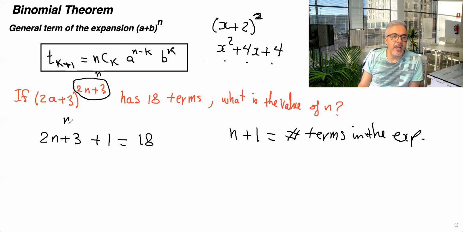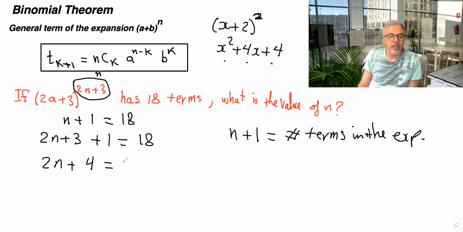Therefore, n plus 1 should equal 18. Then since n here is represented by 2n plus 3, then 2n plus 3 plus 1 equals 18. Now 2n plus 4 equals 18. 2n equals 14, and therefore n would equal 7. And as you see, if I sub in 7 there, that's 2 times 7 is 14, plus 3 is 17. If you have the exponent as 17, then you know you have 18 terms, because it's always n plus 1. That's how many terms you have.